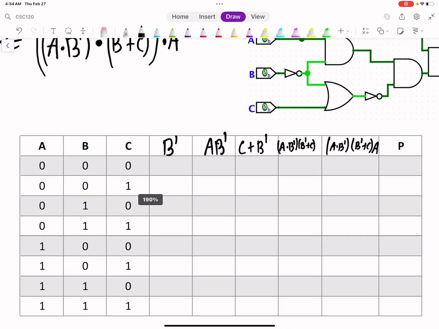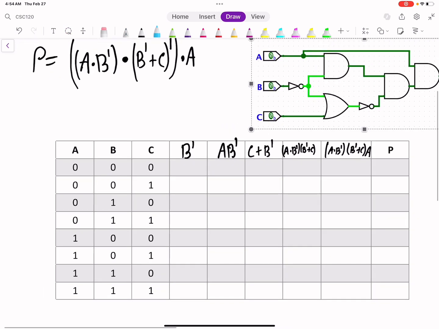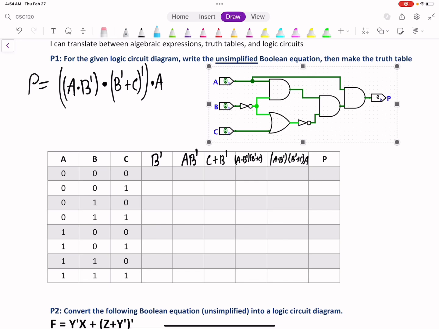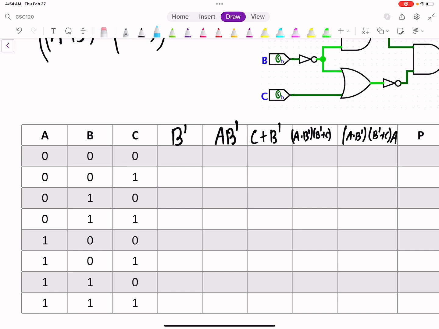So what is B prime going to be? I can tell what B prime is going to be from looking at the input right here. So we have 0 prime is 1, 0 prime is 1, and then 0, 0, 1, 1, 0, 0. That's all for the B prime one. And then for A times B prime, we're going to multiply the A variable by B prime, which is this variable and or number.